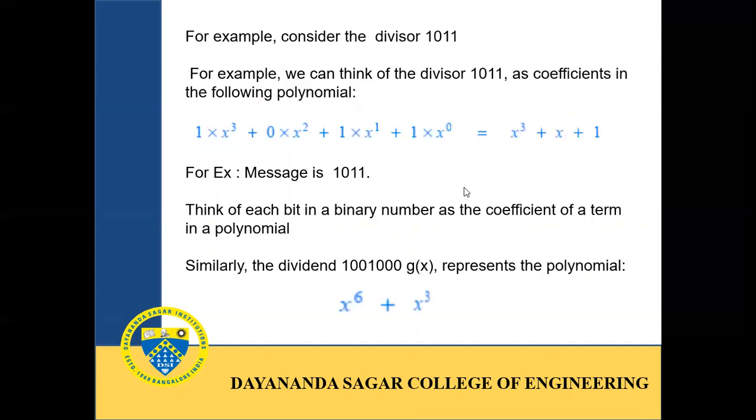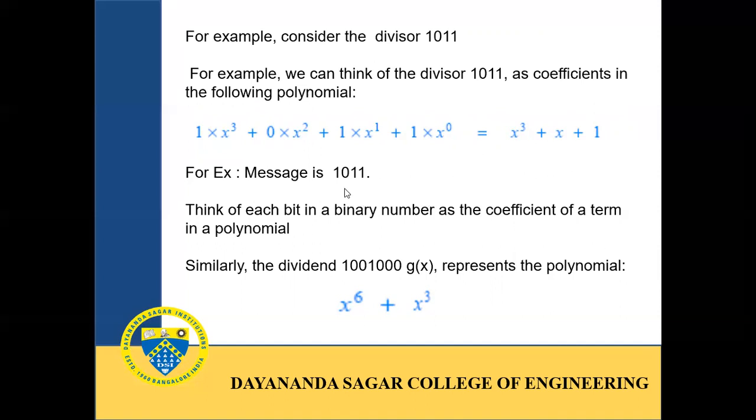Now, what is a binary polynomial? Suppose we have a number 1011. This is considered as the coefficients of the polynomial. So when you consider this as coefficients, the term which we get is in this form. Say the data is 1011. When you convert it to a polynomial, we get x to the power of 3 plus x plus 1.